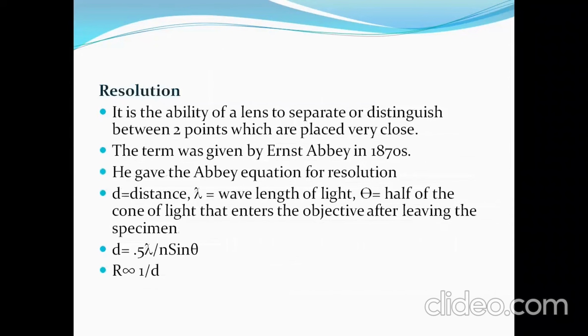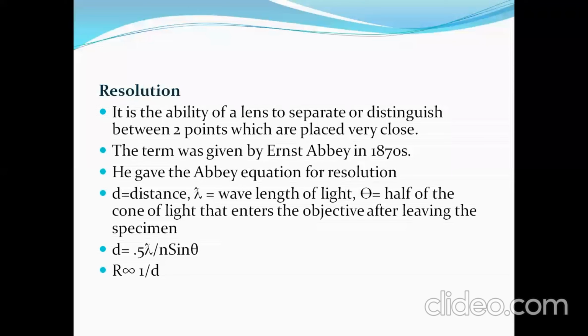So next we pass on to another very important part of the basics of microbiology or microscopy, we can say, which is resolution. So what is resolution? It is the ability of a lens to separate or distinguish between 2 points which are placed very close. Okay, so the lens which can separate very close points has a higher resolution than the other which cannot separate points that close.